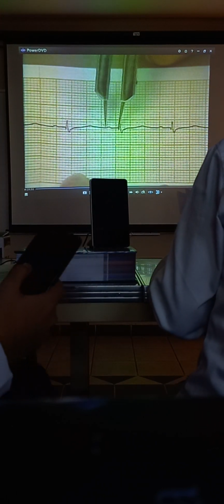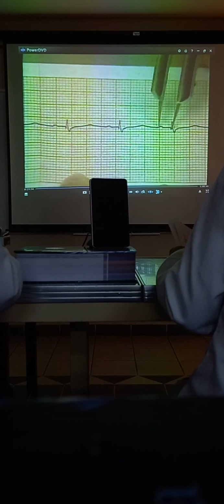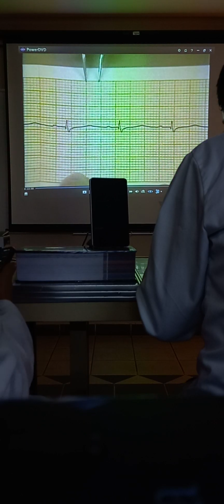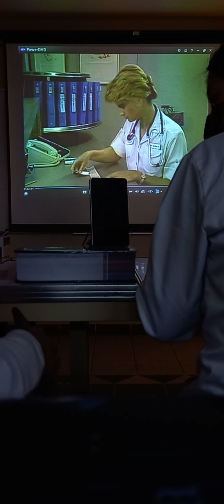PR interval duration is the next step. In this example, it's slightly more than 4 small squares multiplied by 0.04 seconds. This yields a duration of 0.18 seconds within normal limits. In some patients, you may see a lengthened PR interval after digitalis is started.